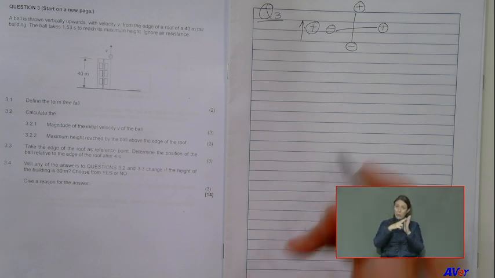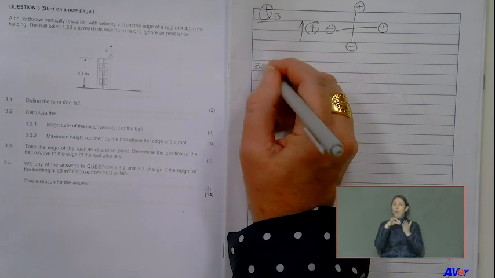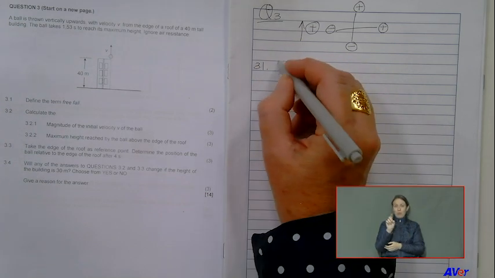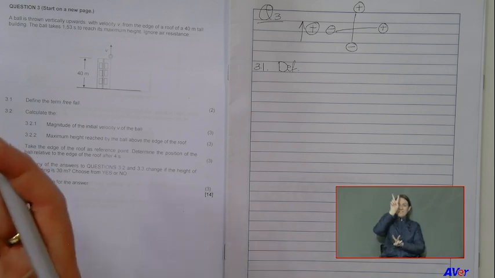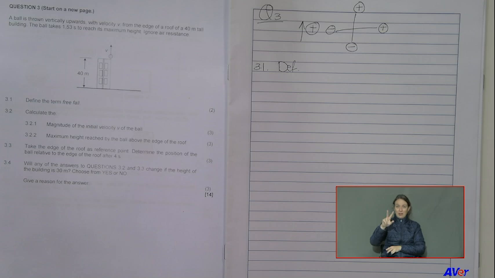Okay, 3.1. I'm not going to write all the definitions. Here is 2 definitions that you must know. The one definition is free fall, and the other one is vertical projectile motion. We always ask one of the 2.